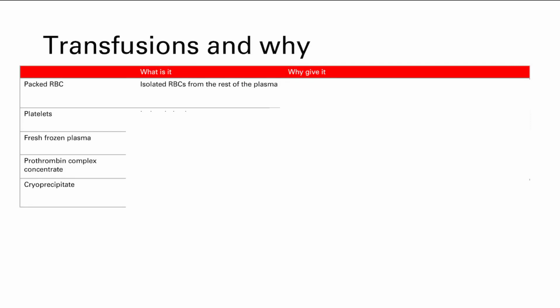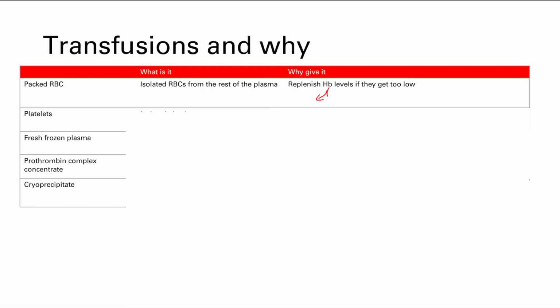So let's talk about different types of transfusions we can give to patients. So packed red blood cells, these are isolated red blood cells from the rest of the plasma. And why would we give it? We give it if patients' hemoglobins are too low. And hemoglobin is basically a surrogate for the amount of red blood cells we have. Remember, red blood cells have hemoglobin, so we look at hemoglobin levels. If it gets too low, we give more red blood cells.